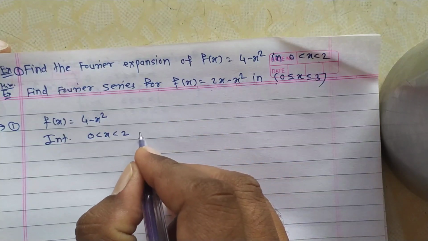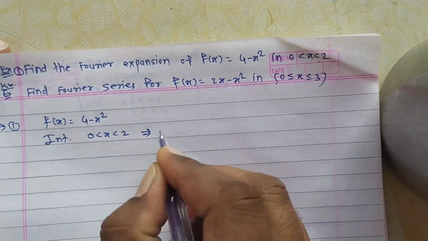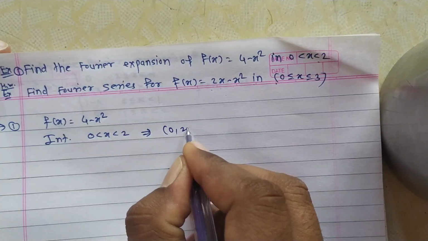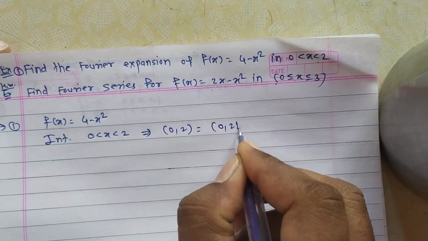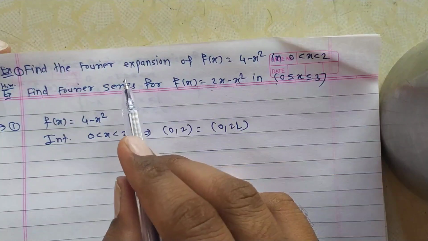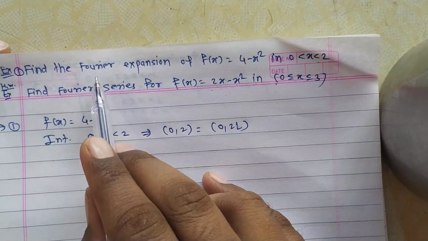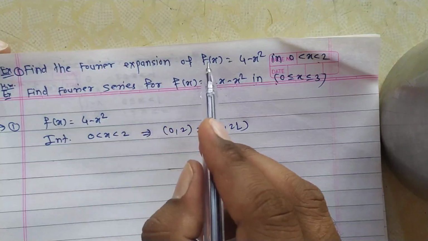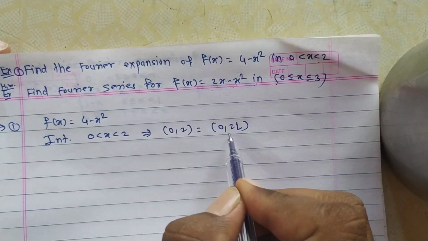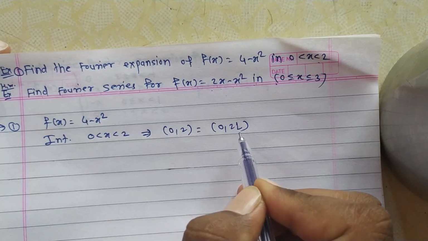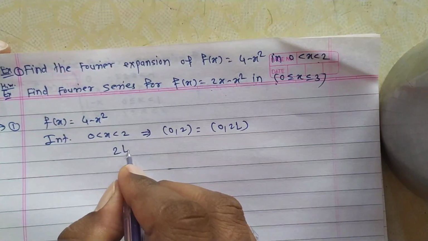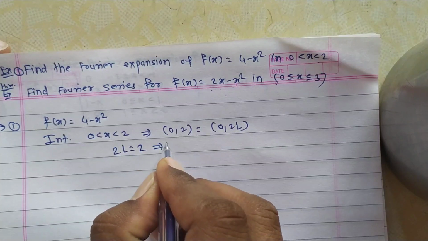So 0 is less than equal to x is less than 2, means that is 0 to 2l interval. 0 to 2 means equate with 0 to 2l. And suppose this problem is for half range, means find half range cosine series or half range sine series, then take interval 0 to l. In half range take 0 to l, in full range take 0 to 2l. So what is 2l here? 2l is equal to 2, so l is equal to 1.